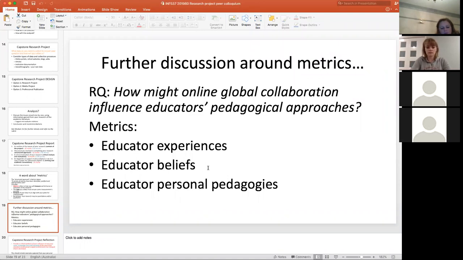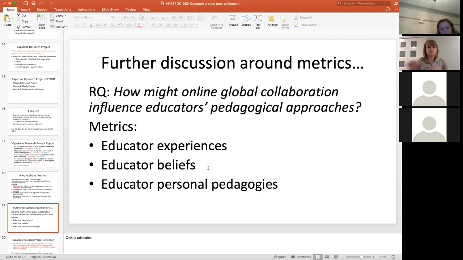So my main research question was, how might online global collaboration influence educators' pedagogical approaches? And the metrics that I used included gathering educator experiences, and I don't like the word measure, but compared them. Okay, so who had similar experiences? What was their background? What was the school context?